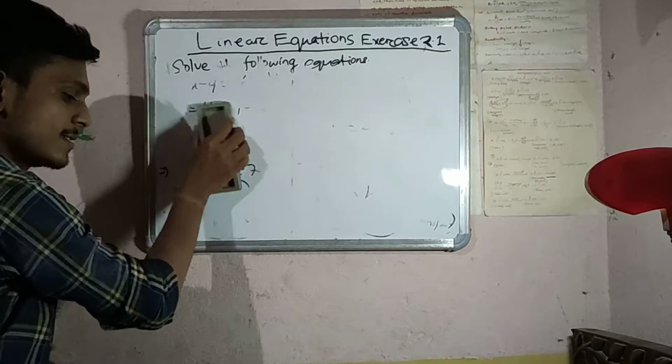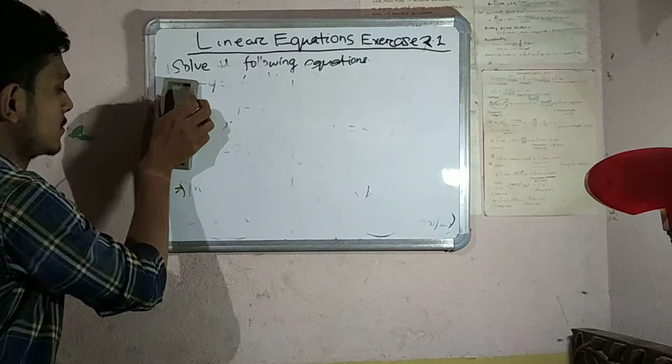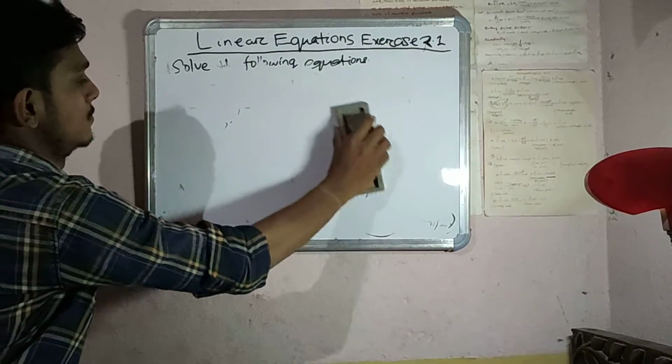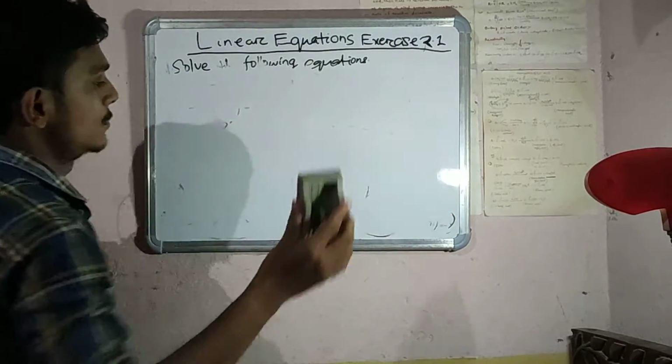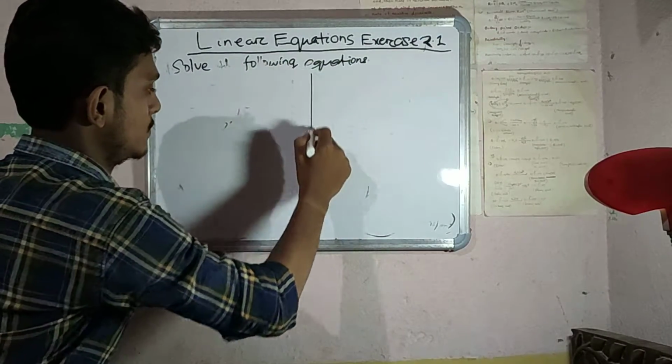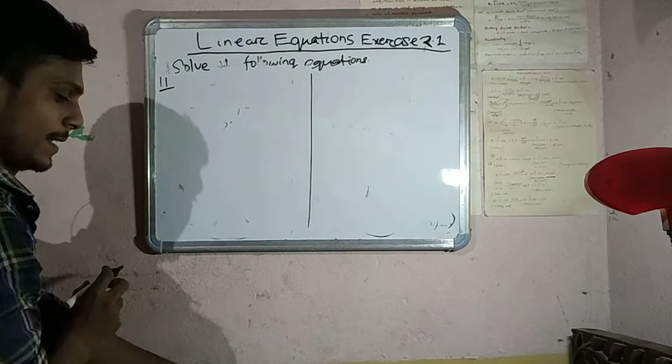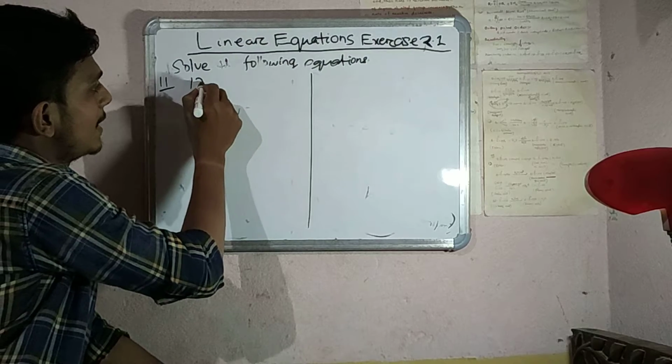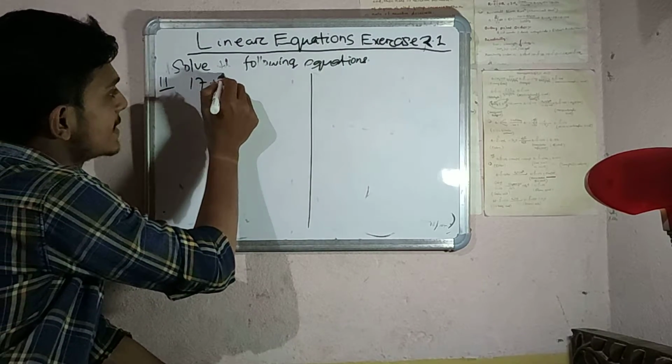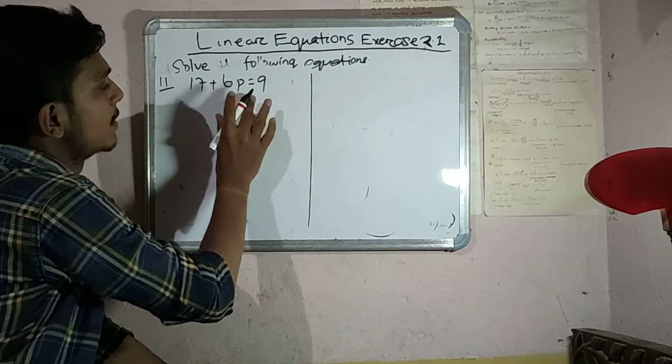The next question is question number 11. The question is 17 plus 6p is equal to 9.